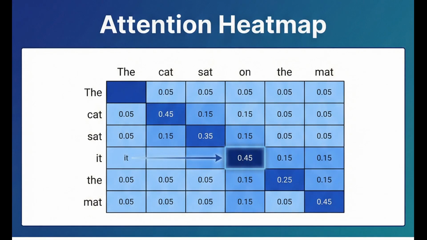Here you can see a real example. Darker squares mean higher attention. Notice how the model learns grammatical relationships automatically. It's not just distinct words anymore. It's a web of relationships.